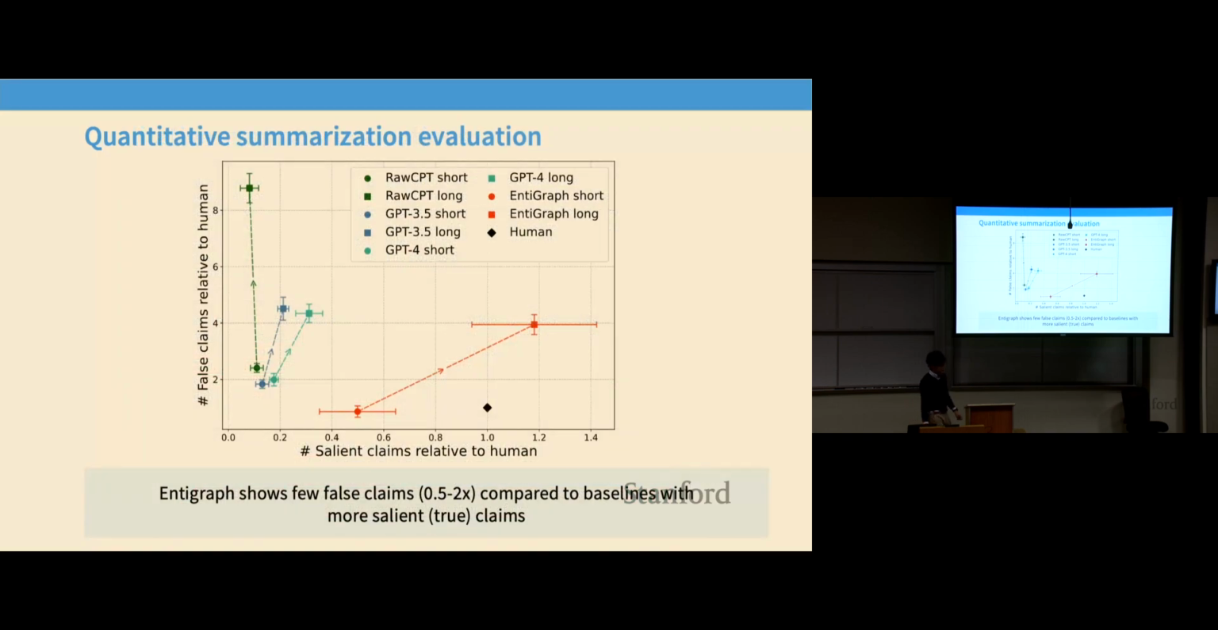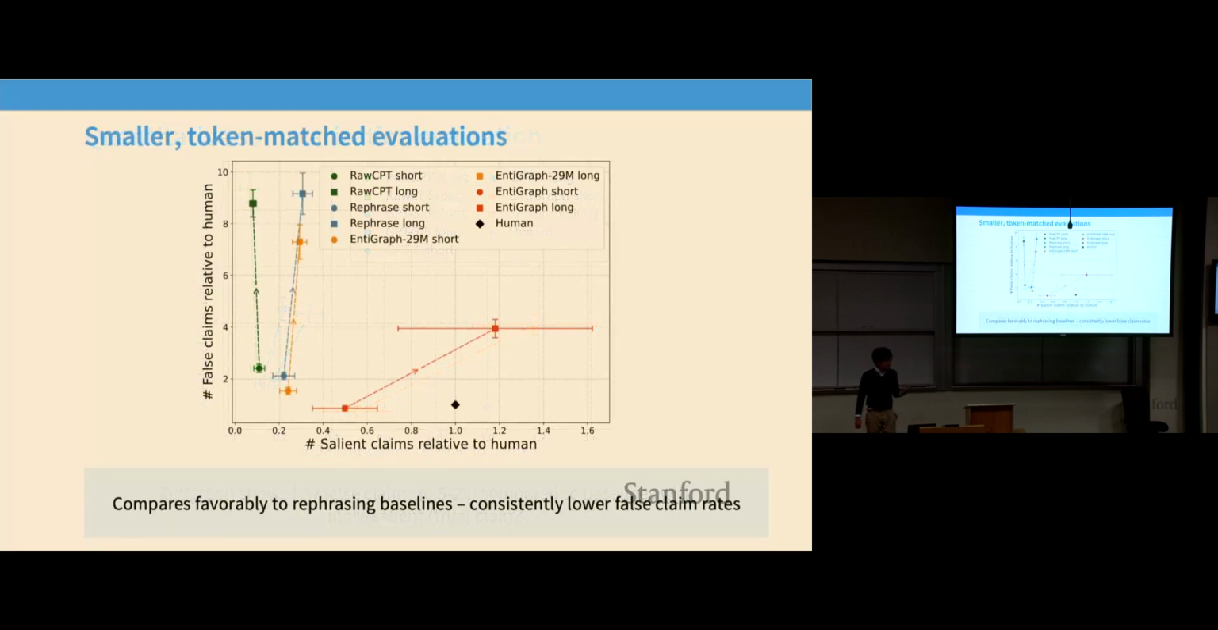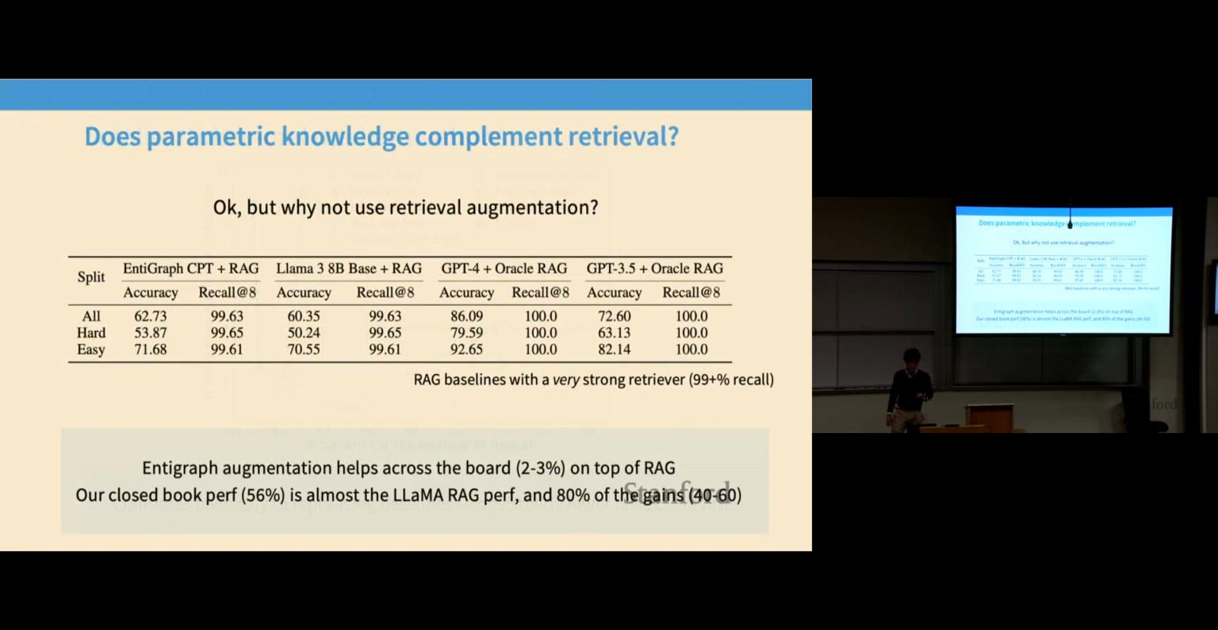And when we evaluate quantitatively using GPT-4 itself to evaluate how factual the summary is, and how salient the claims being made in the summary are, the salmon-colored one, which is Antigraph, once again does really well. It makes very few hallucinations while making claims that are salient, comparable to humans. The x-axis is salience here, and the y-axis is in some sense hallucination rate. The same is true even when we carefully match the total number of synthetic tokens that we use to do this evaluation.